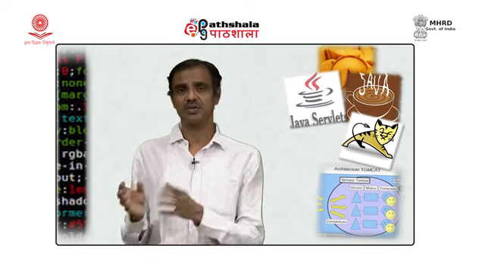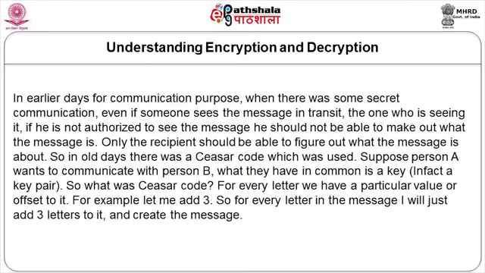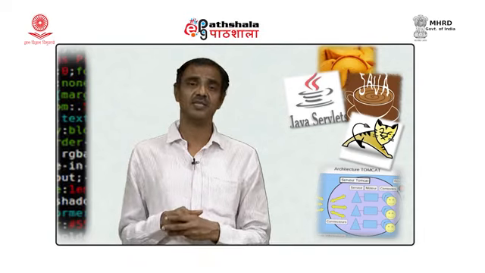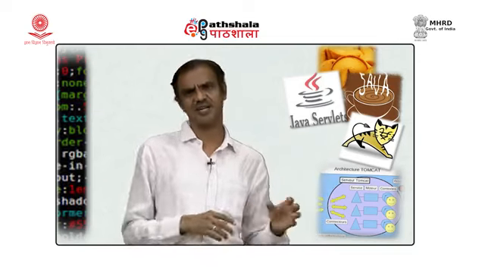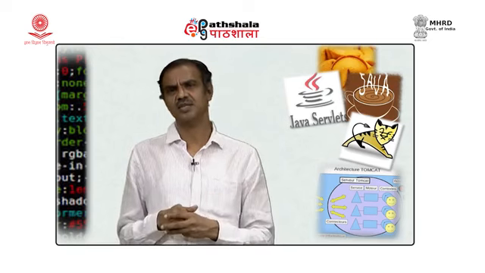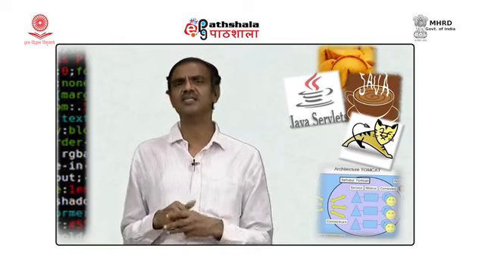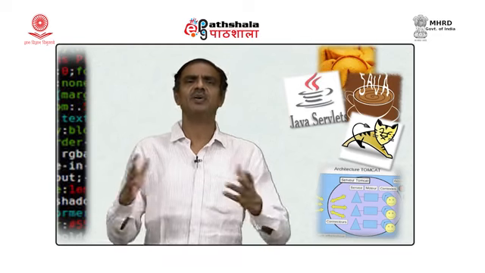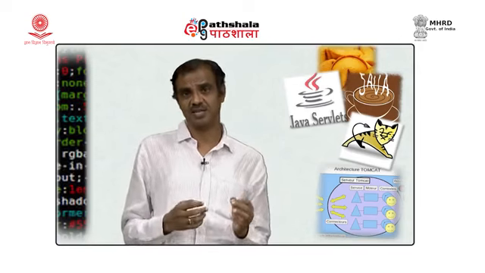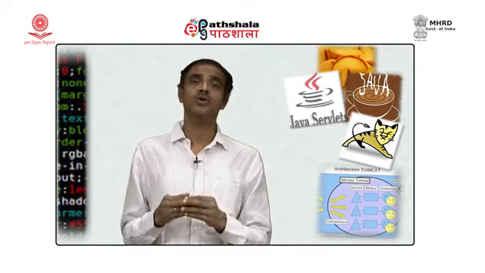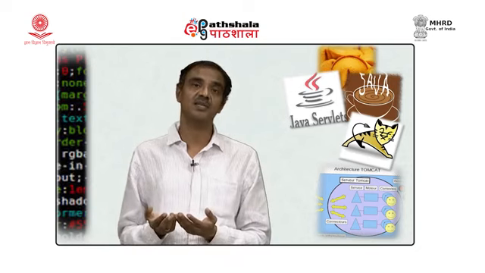Okay, and then we will come back to it; there will be more on encryption and decryption. In the earlier days, for communication purposes, if some secret communication had to take place, then even if someone sees that message in transit, the one who is seeing it, if he is not authorized, shouldn't be able to make out what that message is. Only the target recipient of the message should be able to figure out what that message is about.